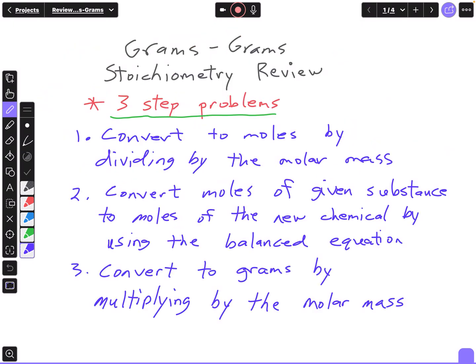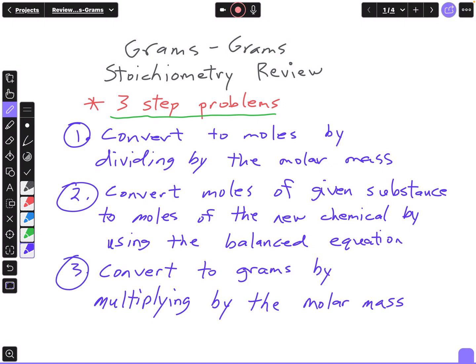So these are the steps. I would like someone to write these steps up on my big whiteboard. That way you can see them every time you're going from grams to grams. If we have one-step problems, if we're already in moles, then step 2 is what we've been doing, mole to mole stoichiometry. If we're given moles in the beginning and asked to solve for grams, then we're doing steps 2 and 3.